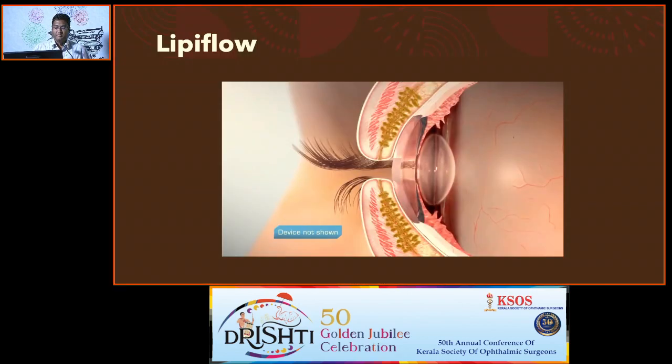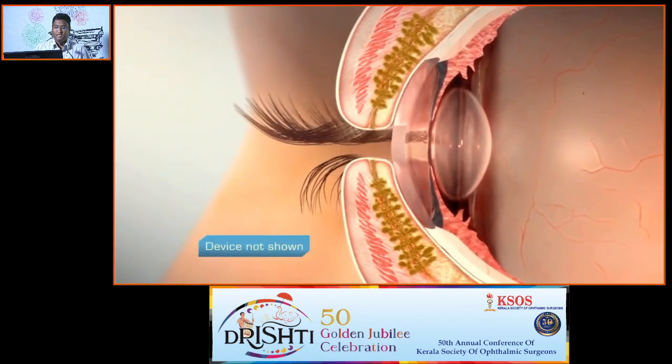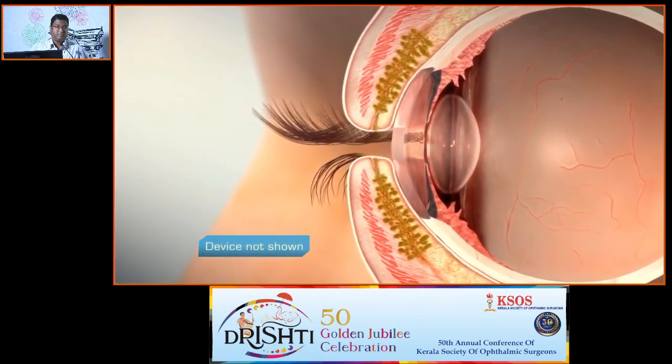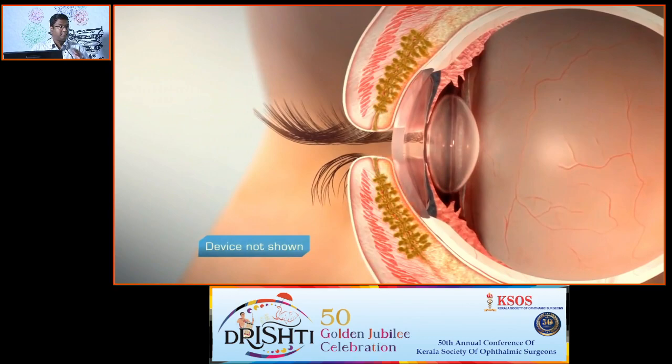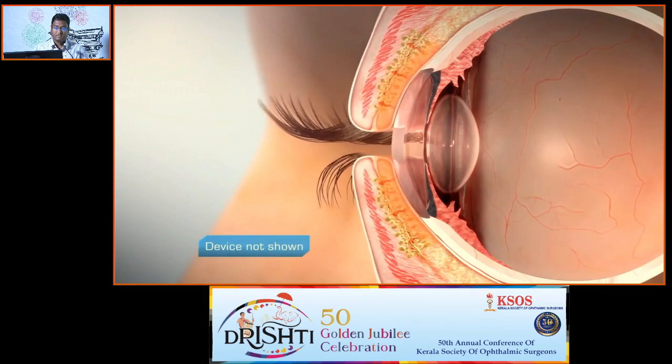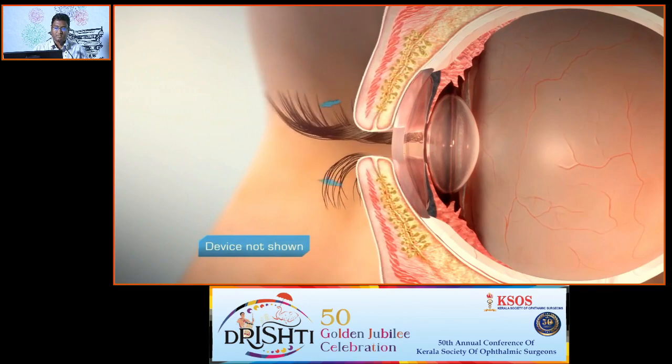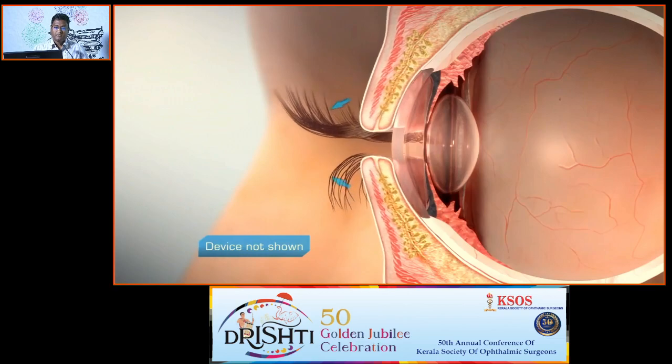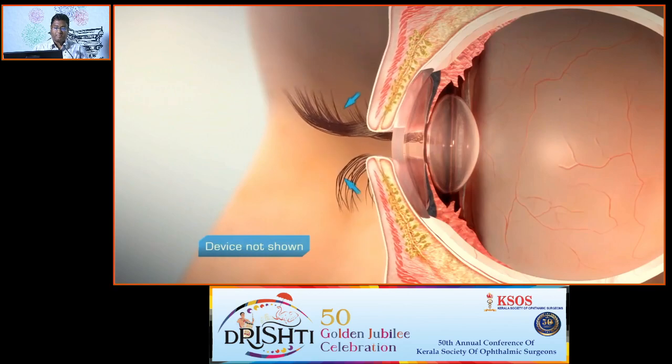So next is the LipiFlow. This is the animation of the LipiFlow. The advantage with LipiFlow is it also acts on the inner part of the lid, creating compressions and heat, and thus expressing out the stagnant meibum that is there inside the acini and the glands. So that is the LipiFlow in action, where it creates pulse-style motions along with the heat. It's more like your warm compresses along with massage.